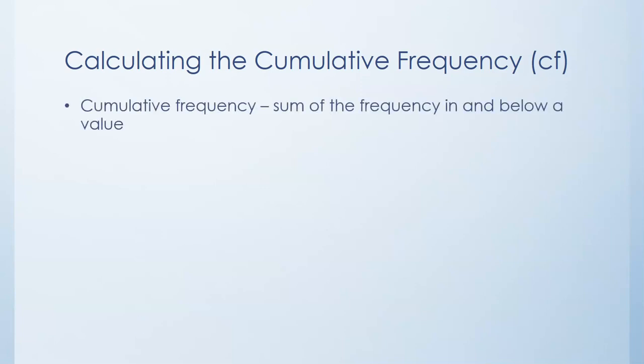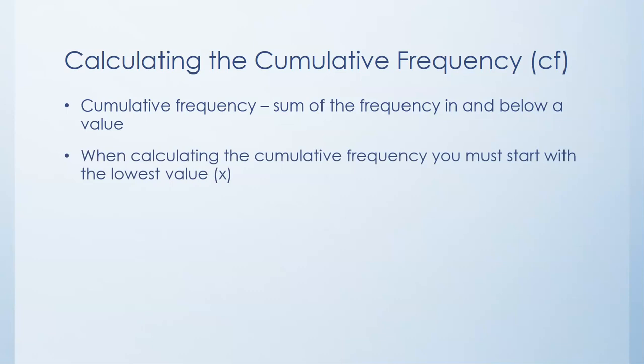So let's talk about what it is. Cumulative frequency is the sum of the frequencies in and below a value. So what we're doing is adding up everything from a certain value and below. When we're calculating the cumulative frequency, we must start at the lowest value.